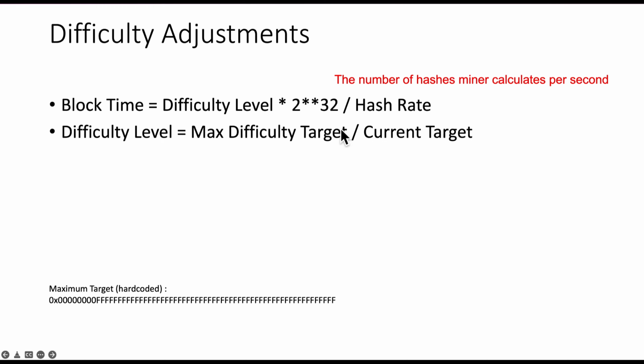But miners join and leave the network over time. So this hash rate keeps changing before the next adjustment. And that's why the block time will not equal exactly 10 minutes, but it's near that on average. And that's how we adjust mining difficulty.